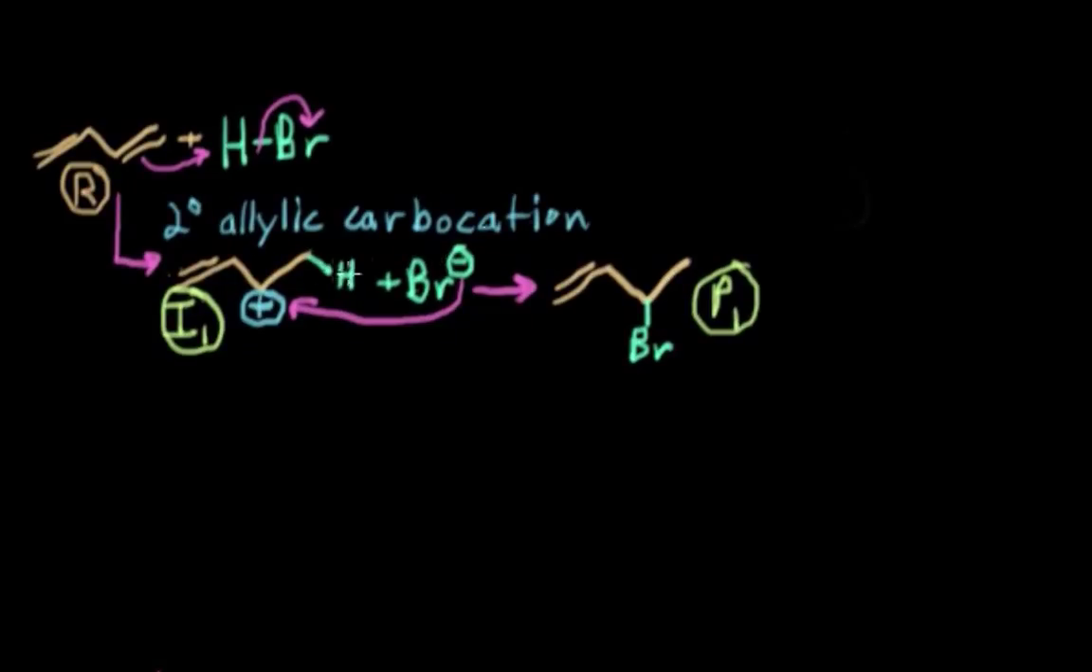Again, I've omitted the hydrogen here because we don't really need to draw it anymore. I just wanted to show where it goes initially. So this is how we get our first product. Now how do we get the second product? Because we see down here that there are 2 products formed.